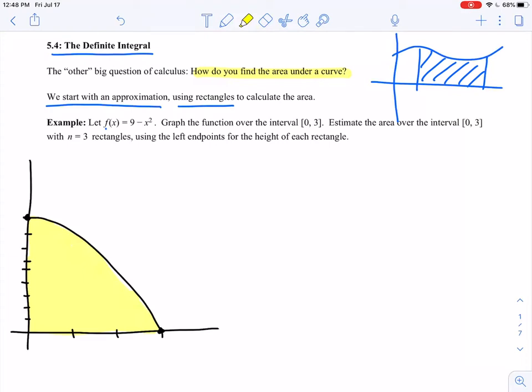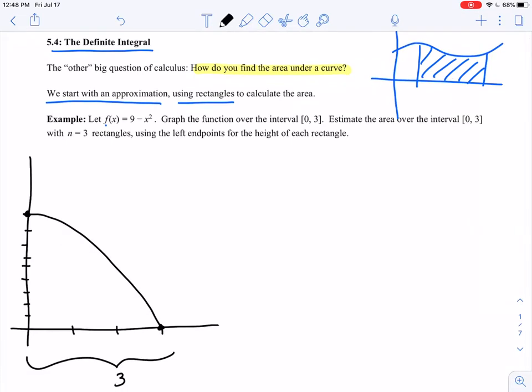So we're going to do this using n equals 3 rectangles, and we're going to use the left endpoints for the height of each rectangle. So we're working on this whole interval from 0 to 3, which is 3 units long. So we said we're going to use 3 rectangles here. The first thing I'm going to find has a fancy name. It's called delta x. Delta x is the width of each rectangle.